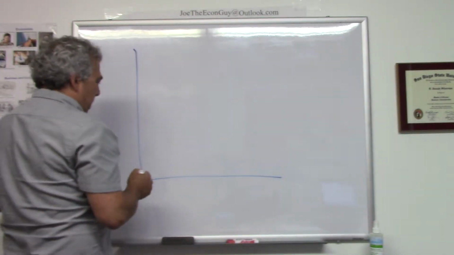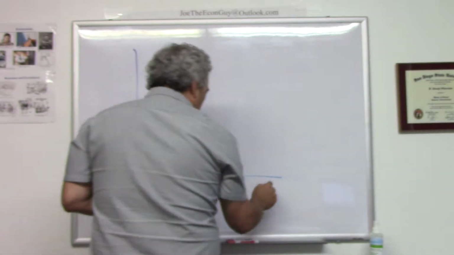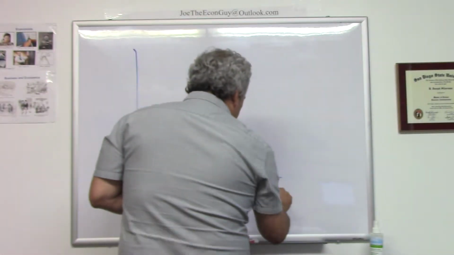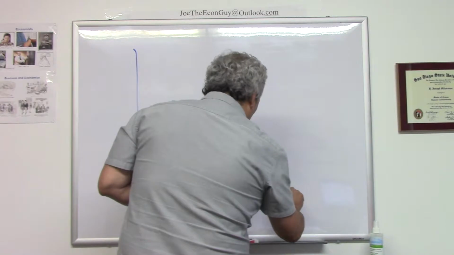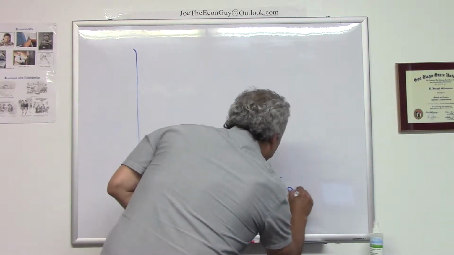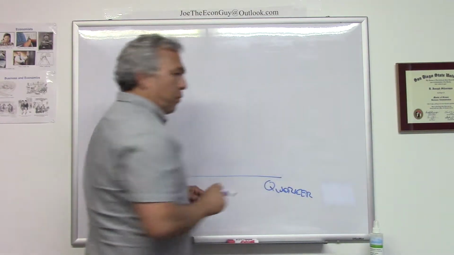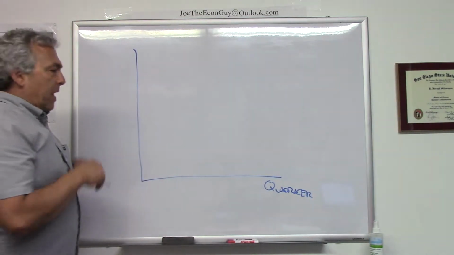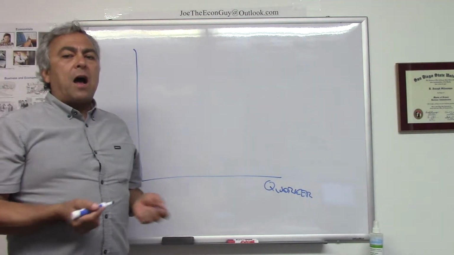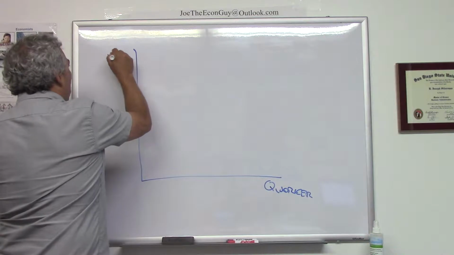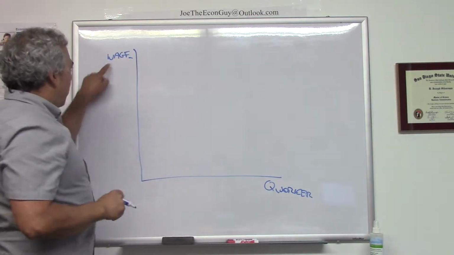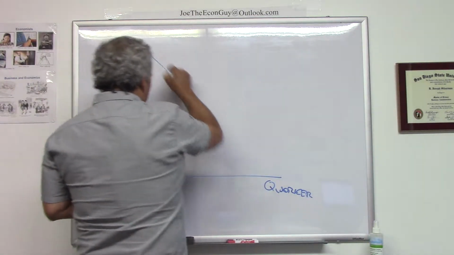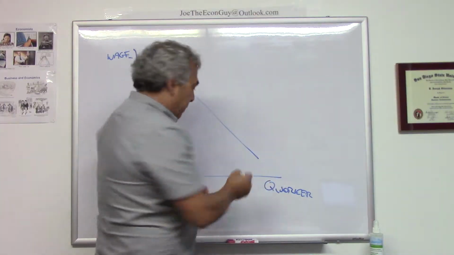Let's say we're talking about the labor market. So how are we going to label the axes? This is going to be the quantity of workers. I should be a little bit neater in how I draw this. So we've got quantity of workers on the x-axis, and then we've got the price that we have to pay to hire workers. So that's called the wage. So the wage would be on the y-axis. And then we've got a demand curve, a downward sloping demand curve for workers.